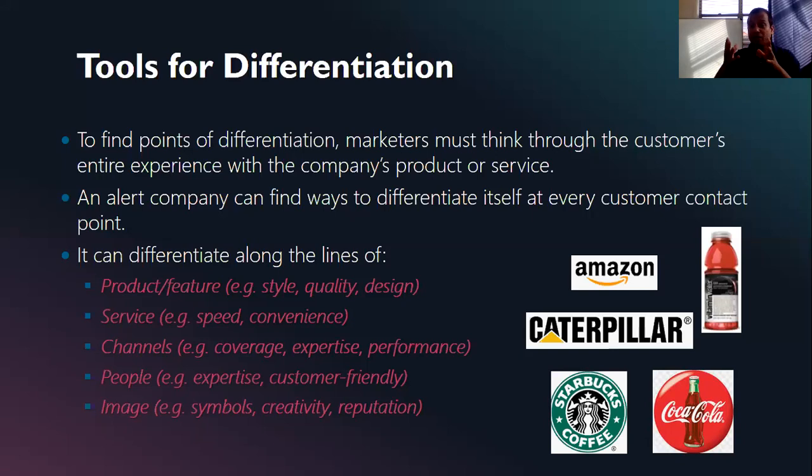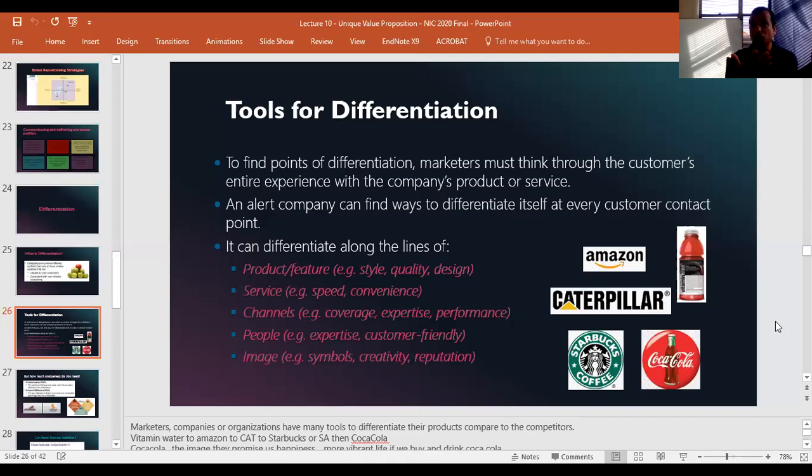Think about a company like Coca-Cola. They have positioned themselves as an image, as a symbol of creativity or reputation. So what promises does Coca-Cola make to you? I mean to say, Coca-Cola promises what? Happiness. They promise to deliver happiness. Maybe you can see a more vibrant life if you buy and drink Coca-Cola.